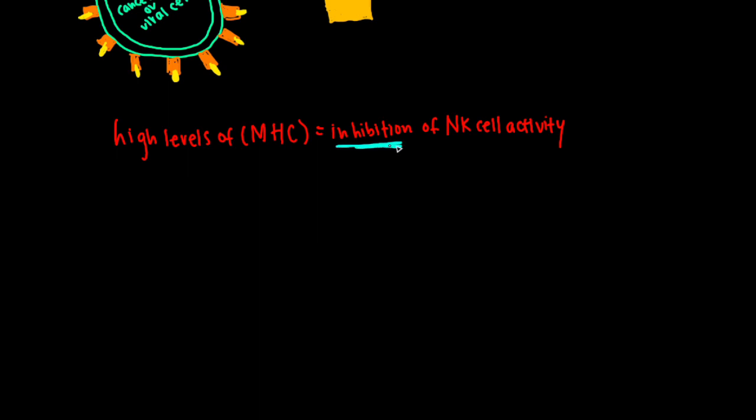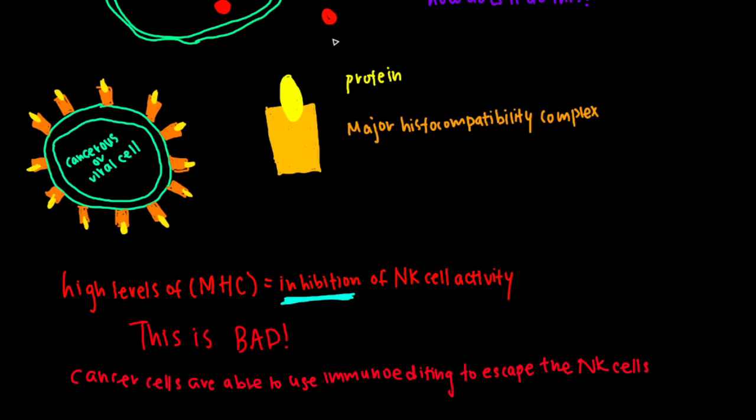Okay, something important to note is that high levels of MHC protein inhibit NK cell activity. So NK cells are only able to attack the target cells that have low levels of MHC protein. This is bad because it's a loophole for cancer cells to escape the NK cells, and also cancer cells use immunoediting to escape and prevent the attack from NK cells, which allows them to grow and become deadly, but we will not be talking about immunoediting.